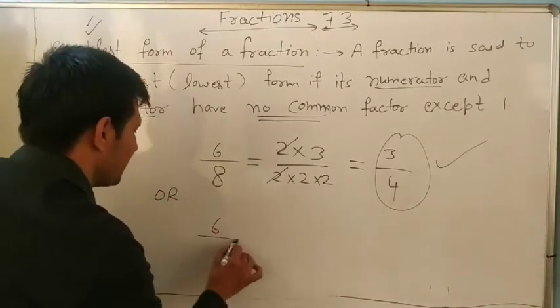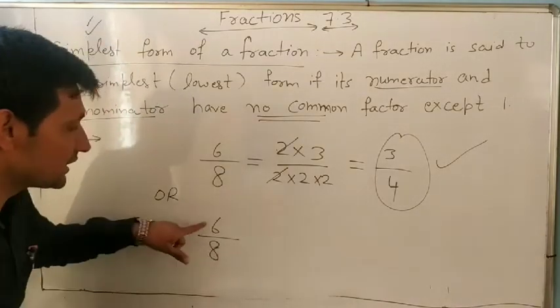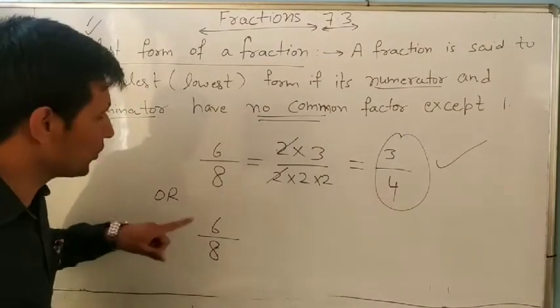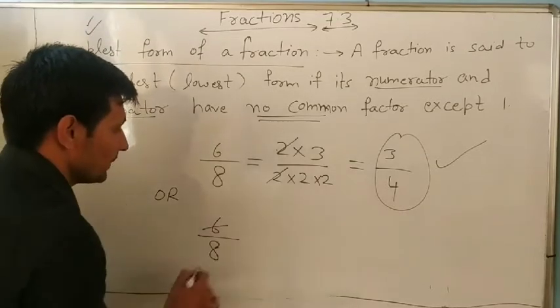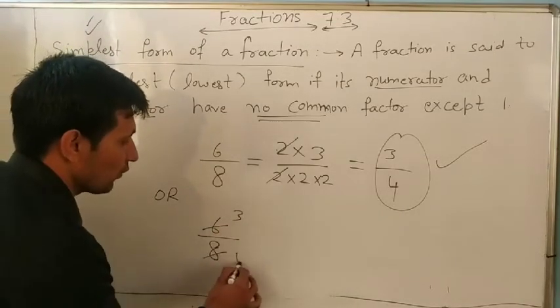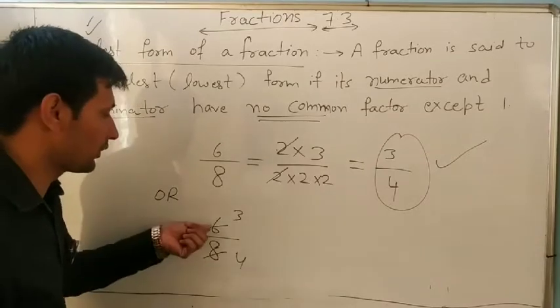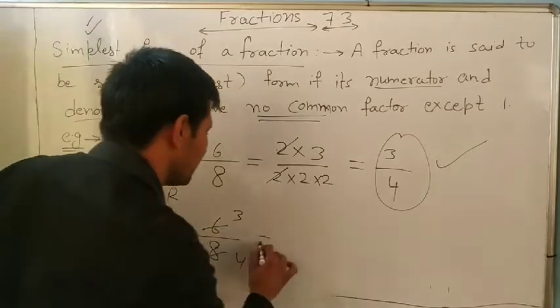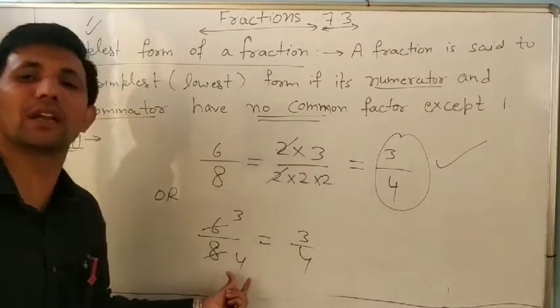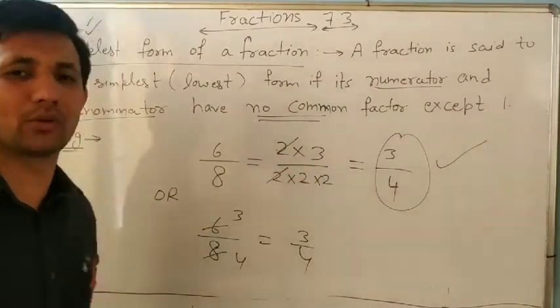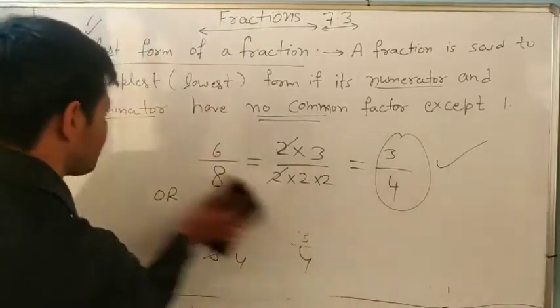Otherwise you can cut directly also. Okay. 6 divided by 8. Everyone knows 6 is also divisible by 2 and 8 is also divisible by 2. So 8 divided by 2 is 4, and 6 divided by 2 is 3. So 3 upon 4. Either you can use factors, or you can write directly also. Both are right.